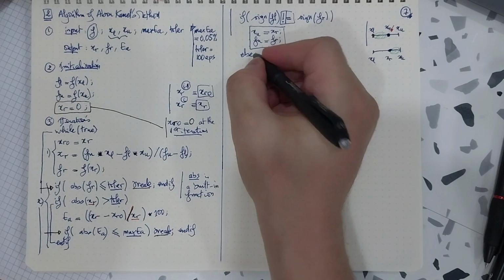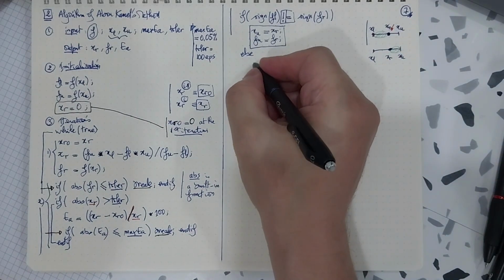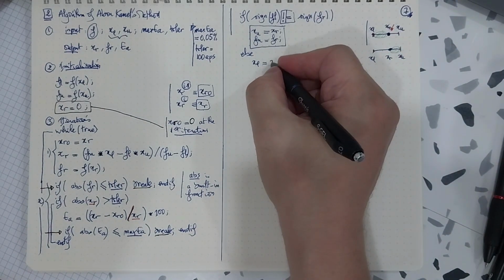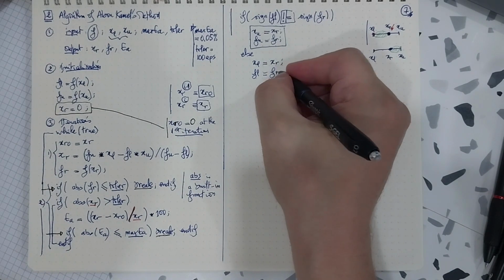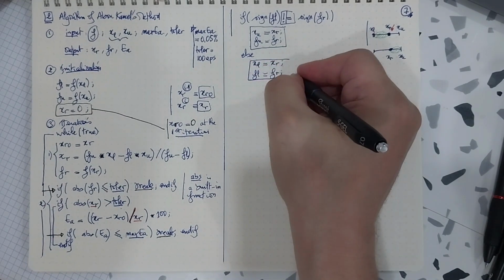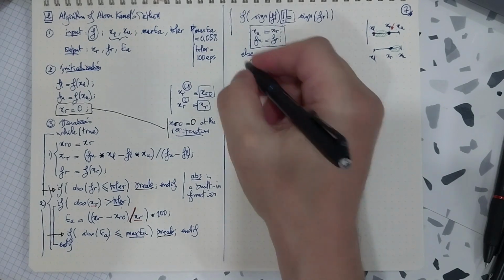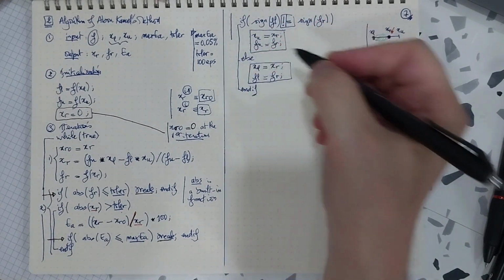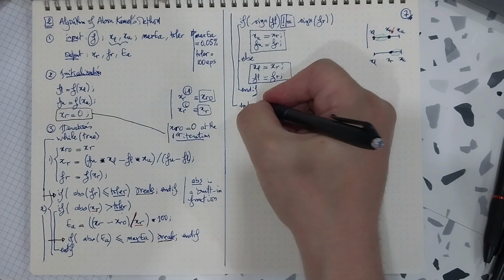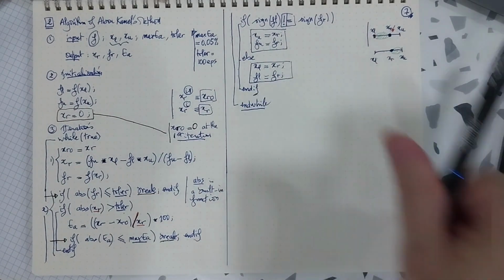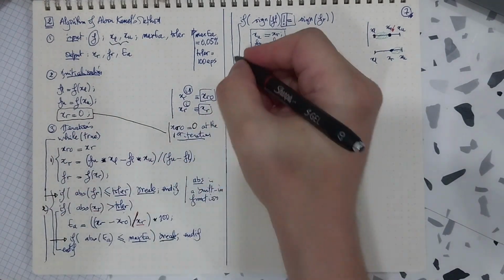Otherwise, the upper will not change, but the lower will change. So otherwise, XL becomes XR, and FL becomes FR. And this is the second block of instructions if you are at the right. And we finish, of course, with end if. And that's it. We finish our loop, end while. So we have the first block, the second block, and this is the third block.